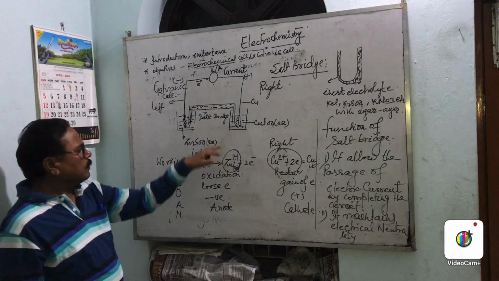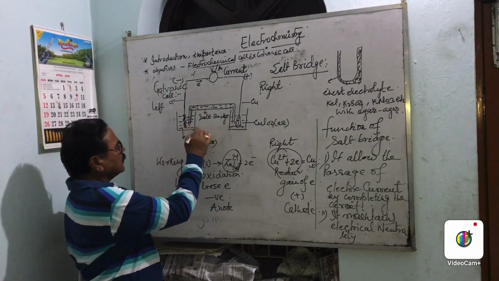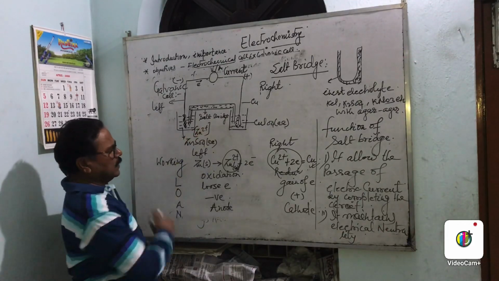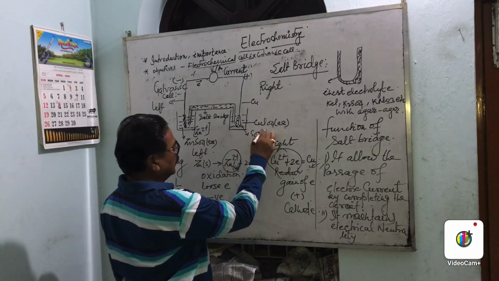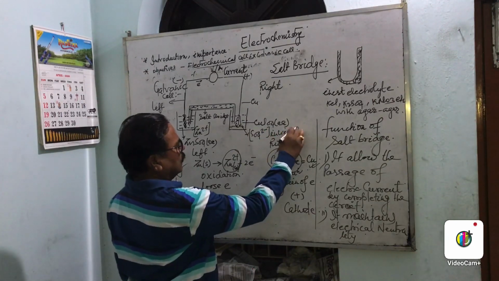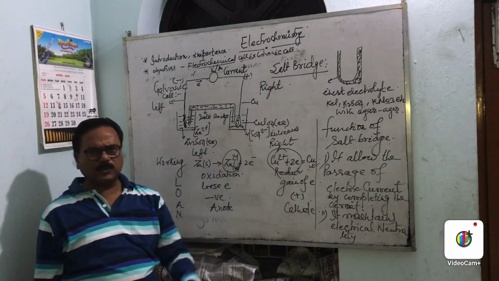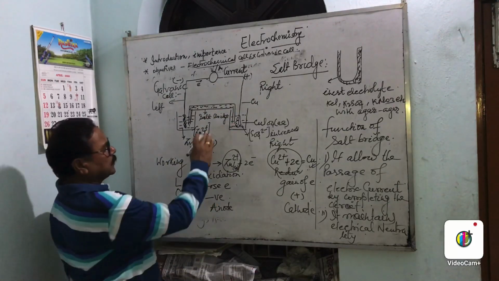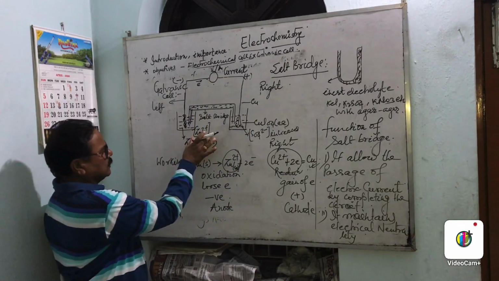So what will happen in the left compartment? The concentration of zinc ion will increase. This zinc ion concentration will increase, and in the right compartment the concentration of sulfate ion increases. This is because all the copper ion gets converted into copper, so it is deposited over this rod. Then what will happen? There is an increase in the concentration of negative ion and an increase in the concentration of positive ion.